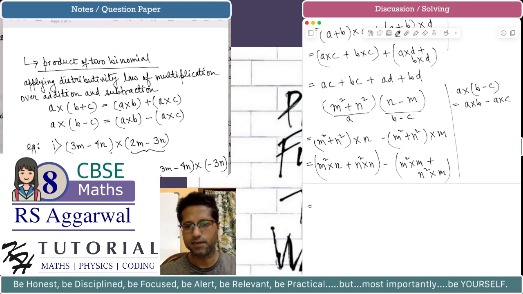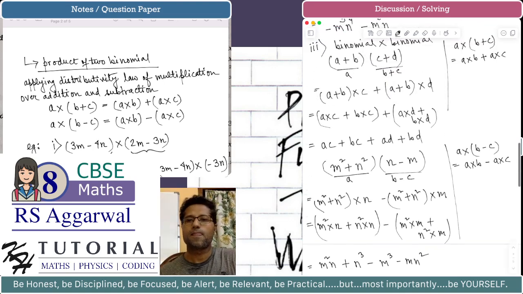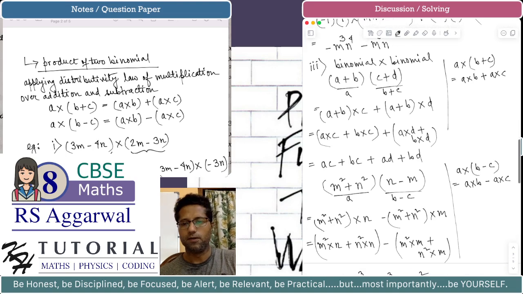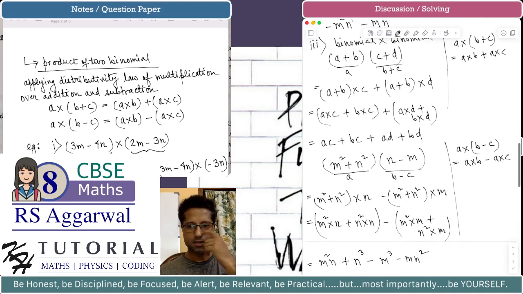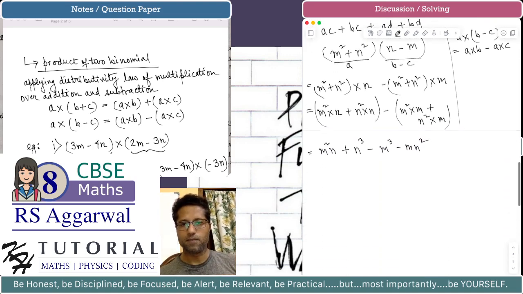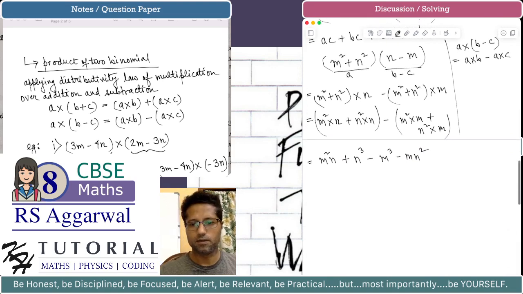Now if you open the brackets and simplify further, we get m square n plus n cube, and we have minus m cube minus m n square. So this is the final result. This is how we do the product of two binomials. So this was an example, m square plus n square multiplied by n minus m. Now let's see another example.